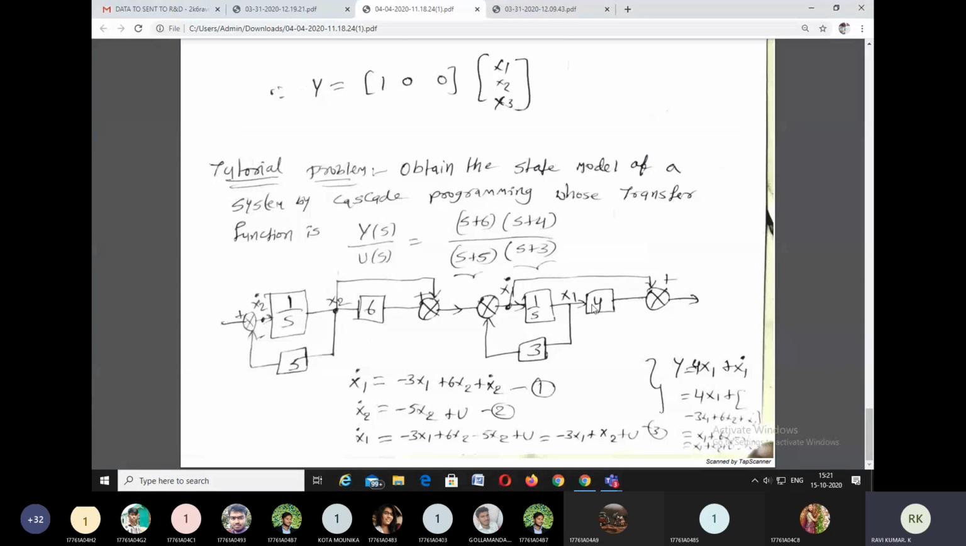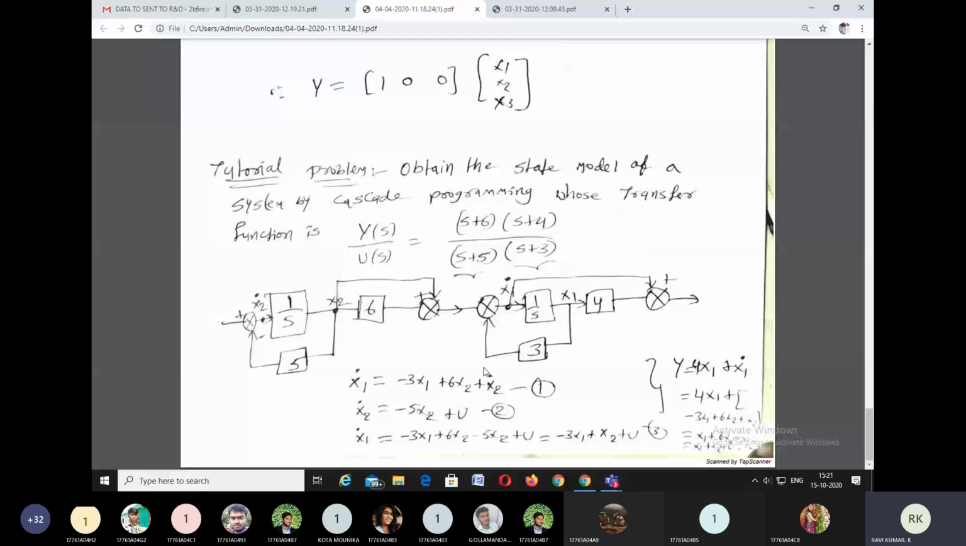Now we can assume here, where 1 by s is there, here 1 by s is there. So here we have written x1, and next 1 by s is here, and here I am writing x2. If it is x1, you can write this one as x1 dot. If it is x2, you can write this one as x2 dot. So from this one, you can write what is x1 dot and what is x2 dot. Syntactically, x1 dot is equal to ax plus bu, but here x2 dot is there. That's why first we have to complete this x2 dot by substituting minus 5 x2 plus u in this place.